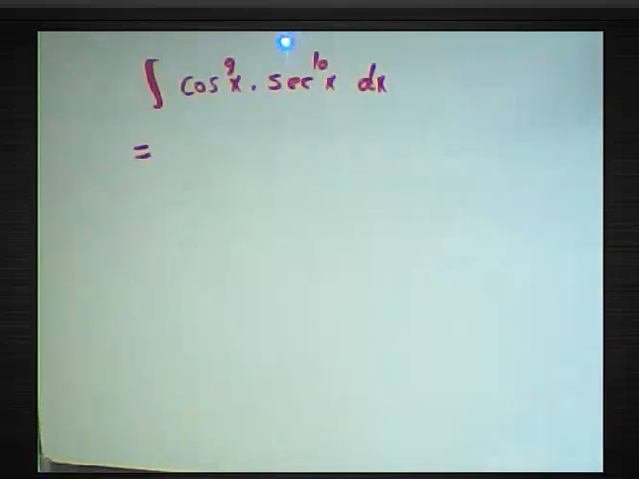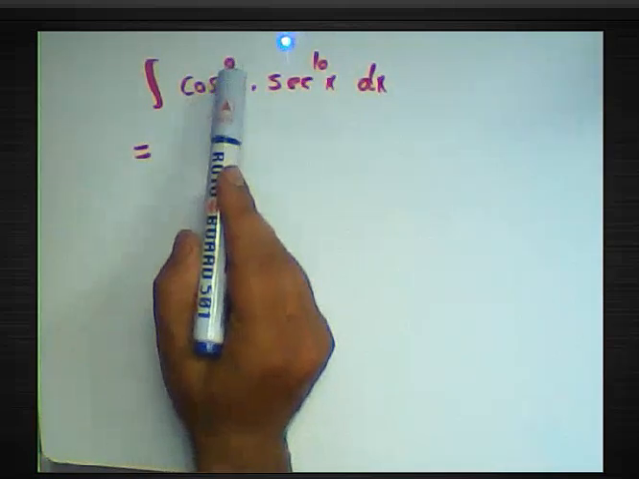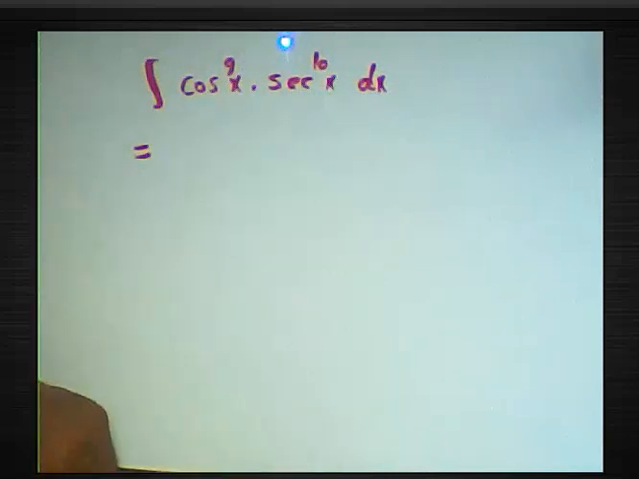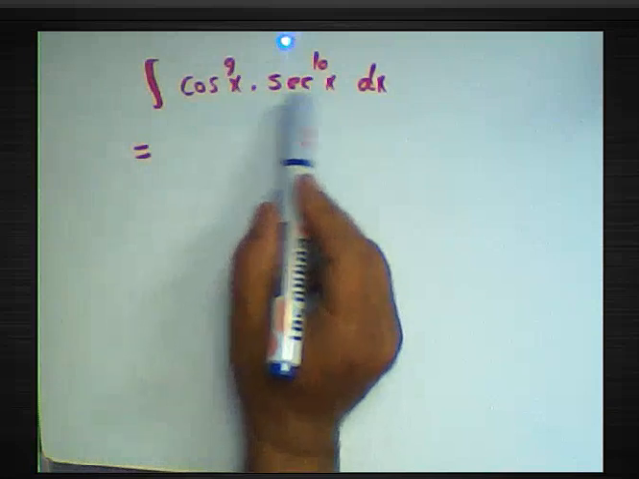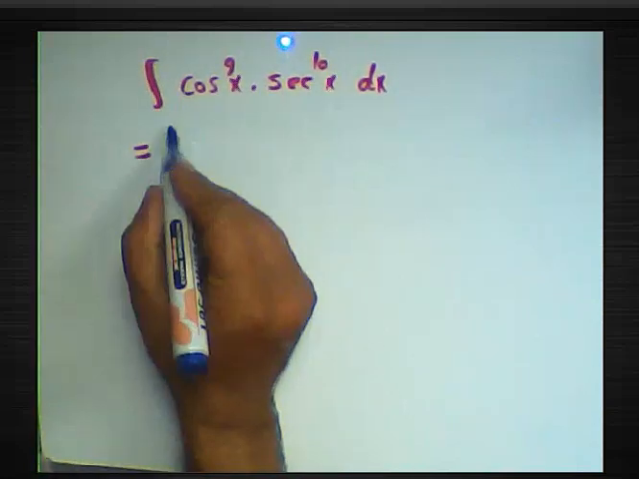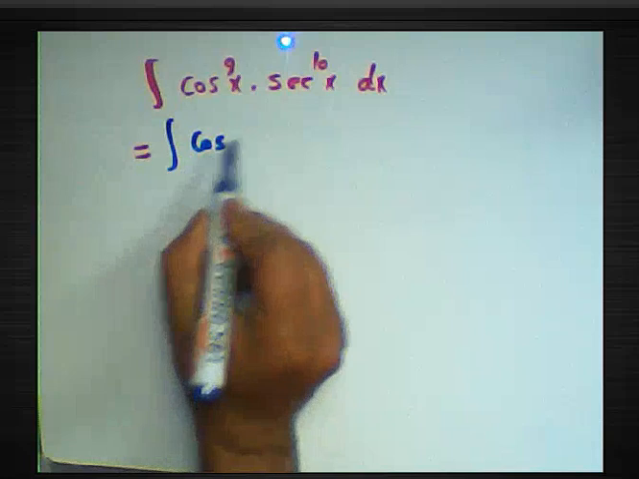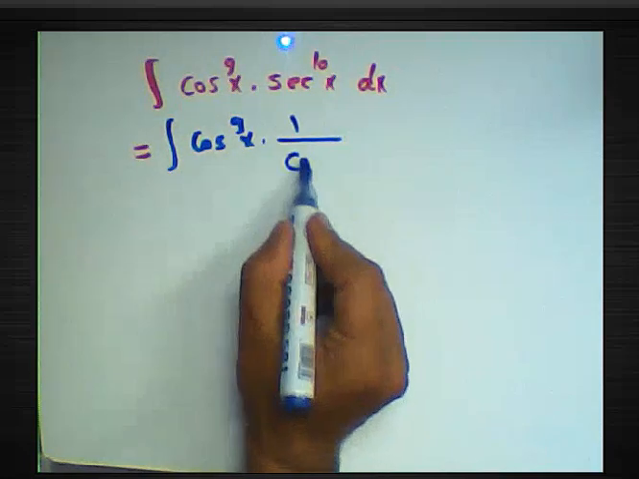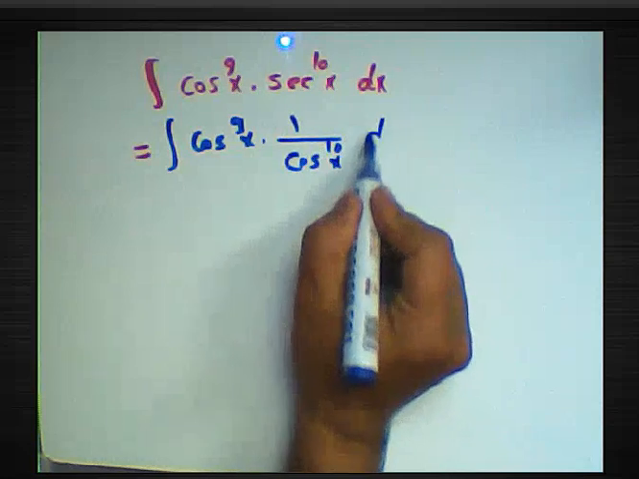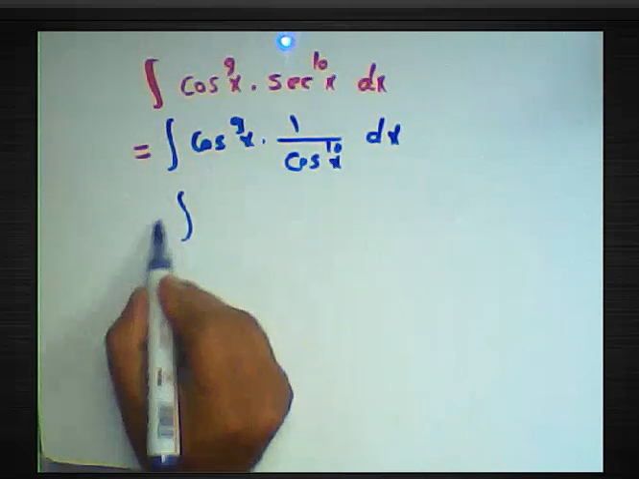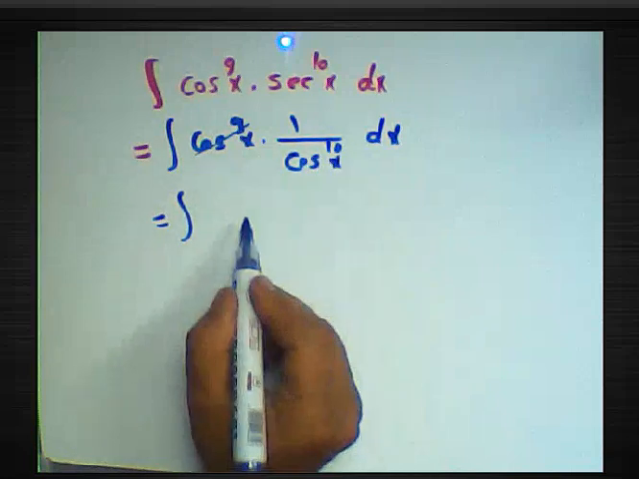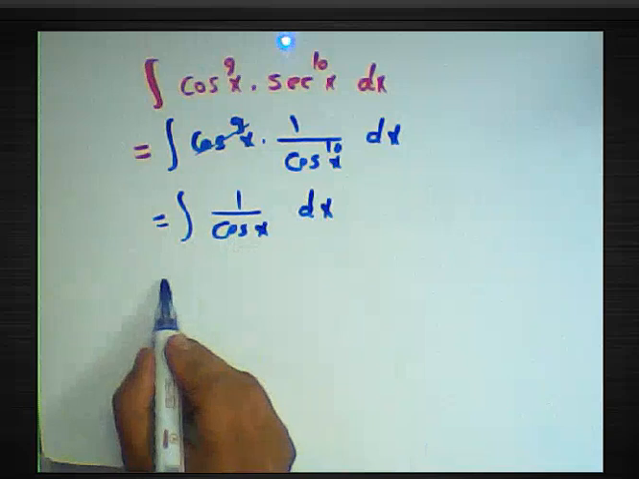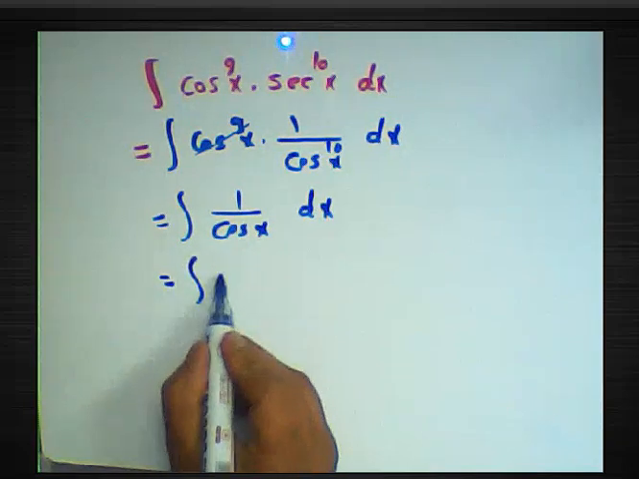Look at this: the integration of cosine power 9 of x multiplied by sec power 10 of x dx. We know sec of x is the inverse of cosine, so we can write the integration of cosine power 9 of x multiplied by 1 over cosine power 10 of x dx. We simplify it, divide them, and the result will be 1 over cosine x dx, and 1 over cosine means sec of x.